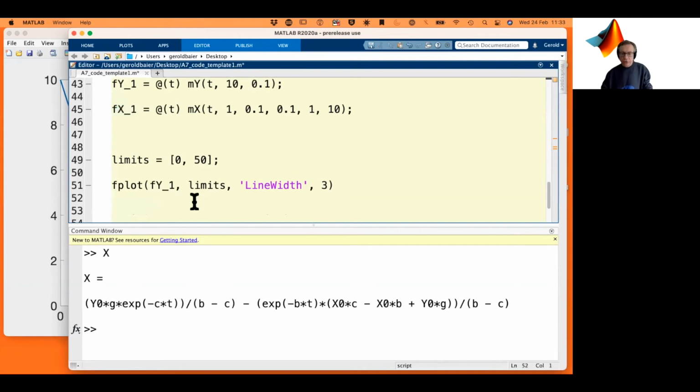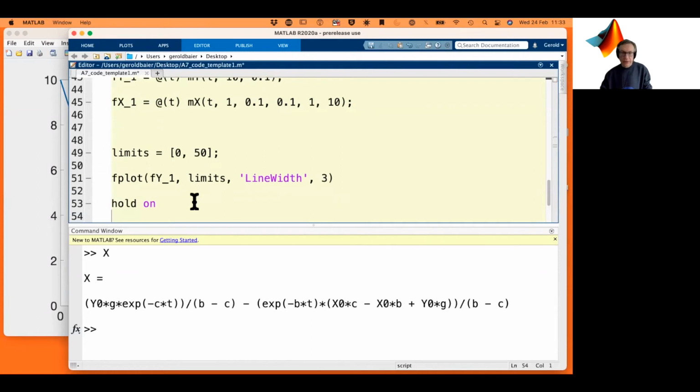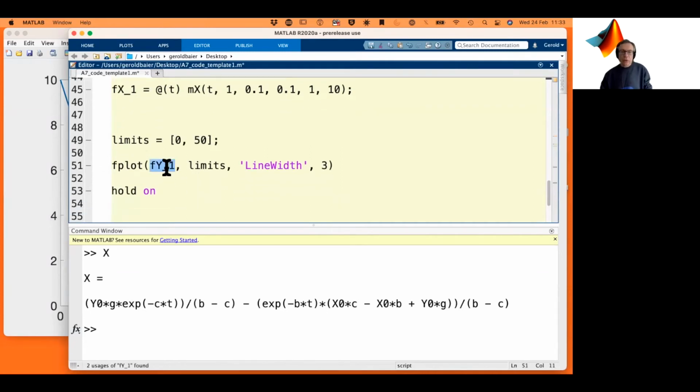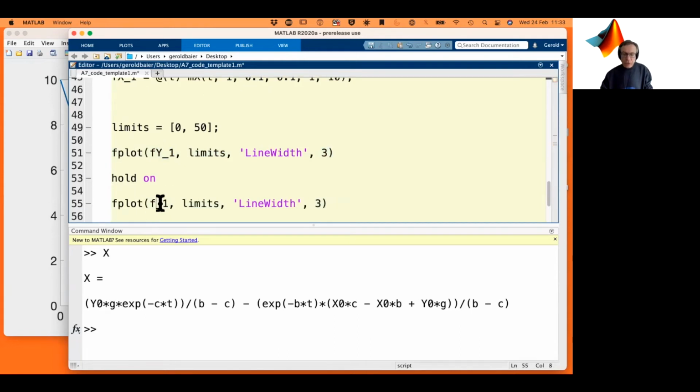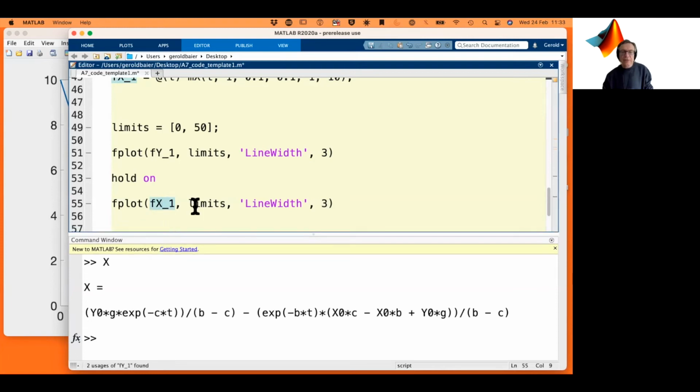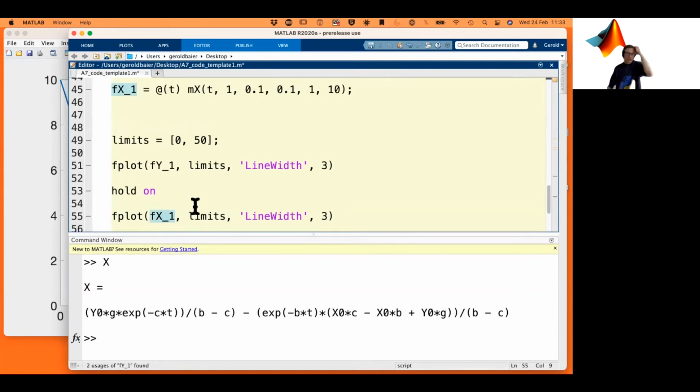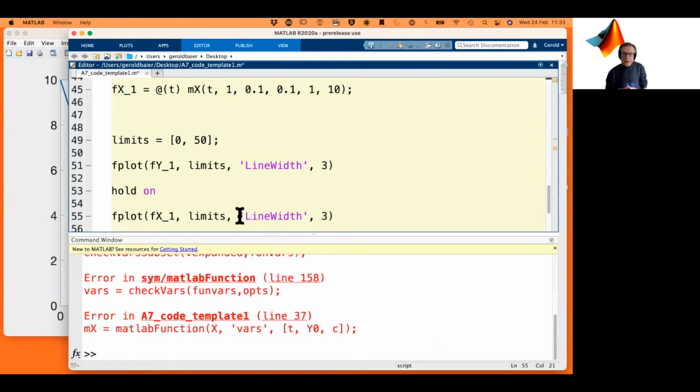And then if we want to plot both functions, of course, we have to specify hold on. Maybe you remember, hold on keeps both graphs at the same time. And then we want to plot this variable here, which is x1, the first function derived from the algebraic x solution, within the same limits, and we can use the same line width. But if we want a different color, let's see how it appears.